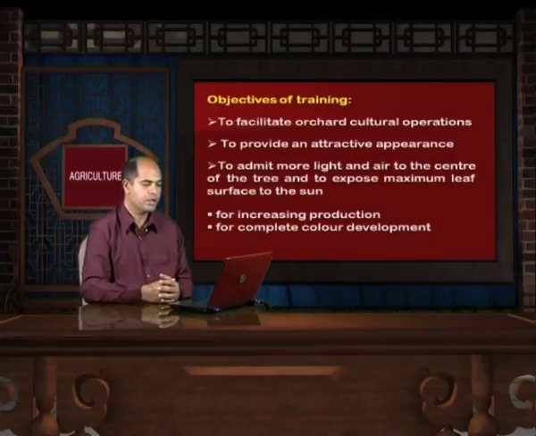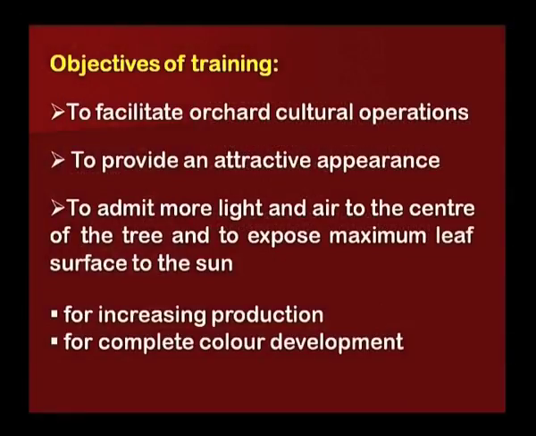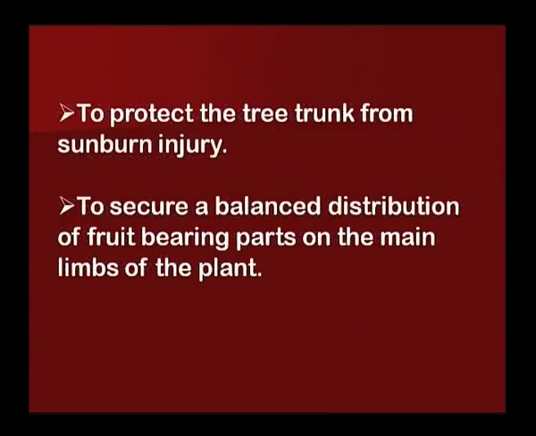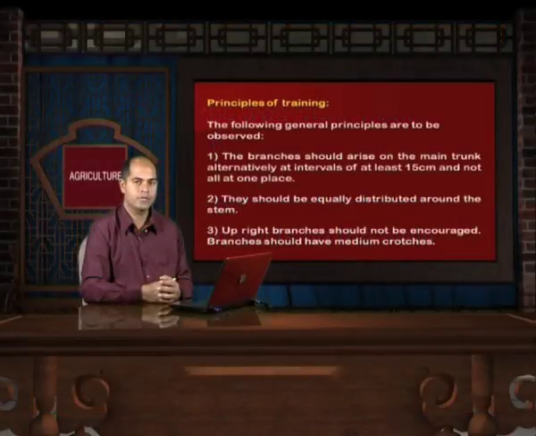Now, the objectives of training: to facilitate orchard cultural operations, to provide an attractive appearance, to admit more light and air to the center of the tree, and to expose maximum leaf surface to the sun. It is for increasing production and for complete color development of fruit, to protect the tree trunk from sunburn injury, and to secure a balanced distribution of fruit bearing parts on the main limbs of the plant.